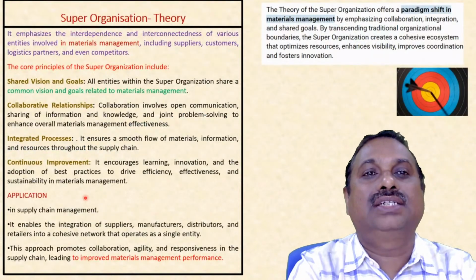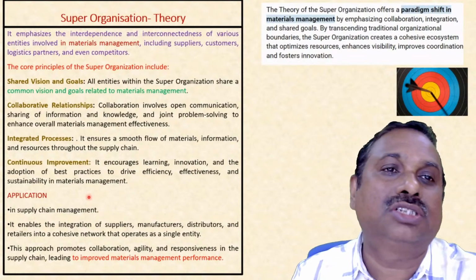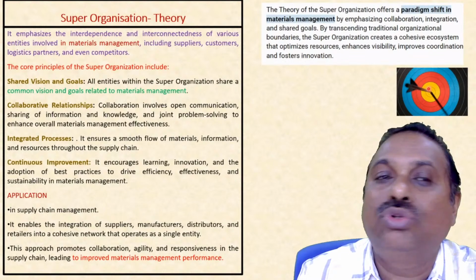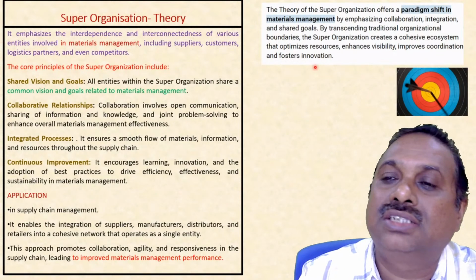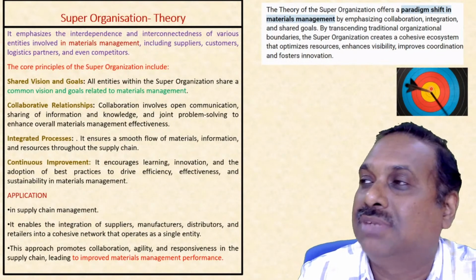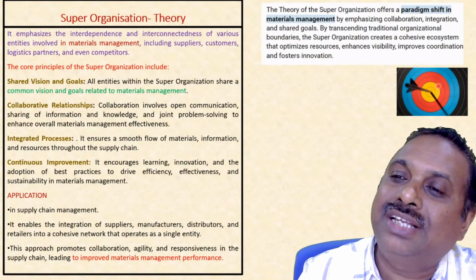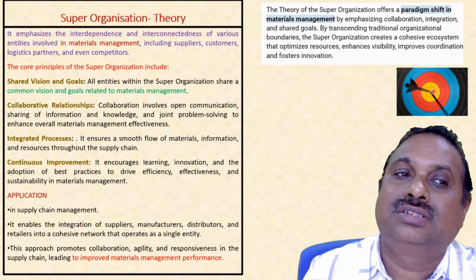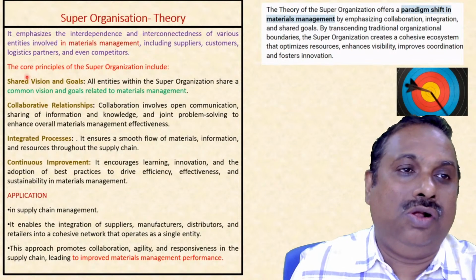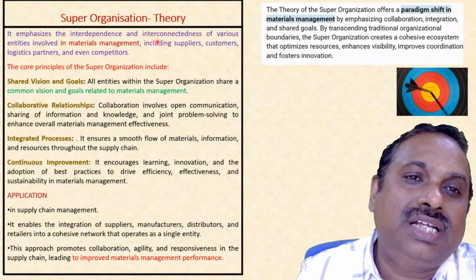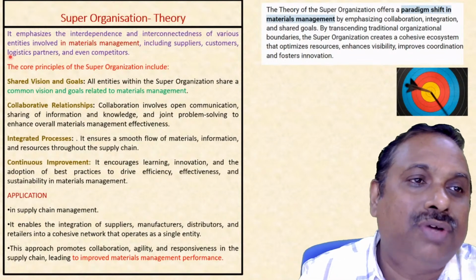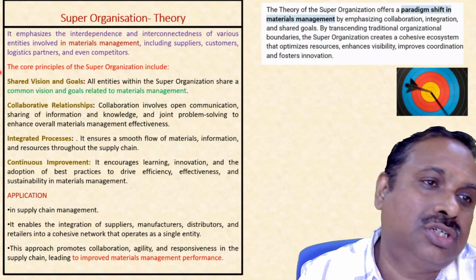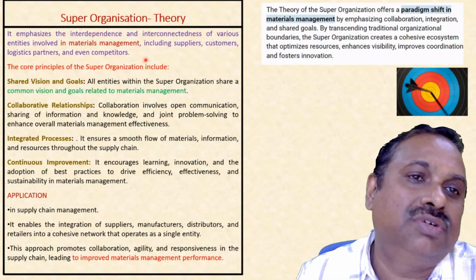Next is super organization theory. This is a beautiful concept. See here, it is called a bullseye, right? Here the bullseye of the super organization is materials management. That means all your activity is targeted to materials management. It emphasizes the interdependence and interconnectedness of various entities involved in material management, including suppliers, customers, logistics partners, even competitors.